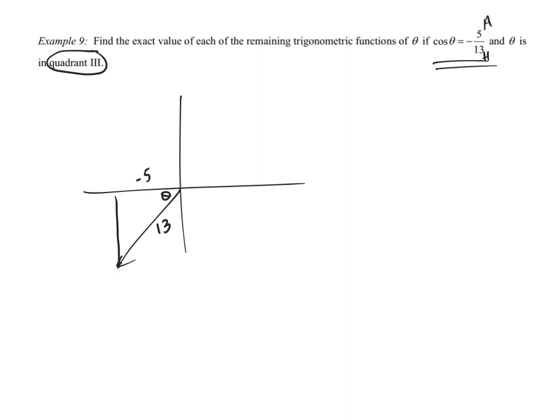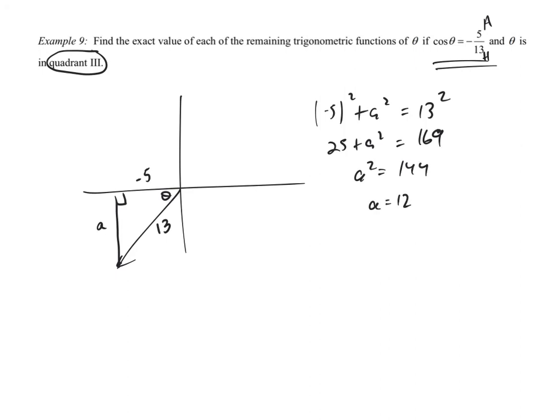Okay, so we need to find our other side. We need to find our opposite side, so let's call it A if we want to. Here's my right angle, and so to find it, we're going to do negative 5 squared plus A squared is equal to 13 squared. So that means that 25 plus A squared is going to equal 169, which means that A squared is going to equal 144, and so A is going to equal 12.